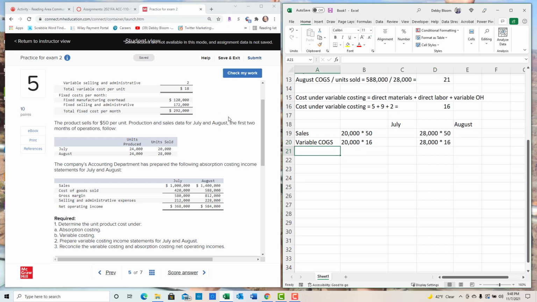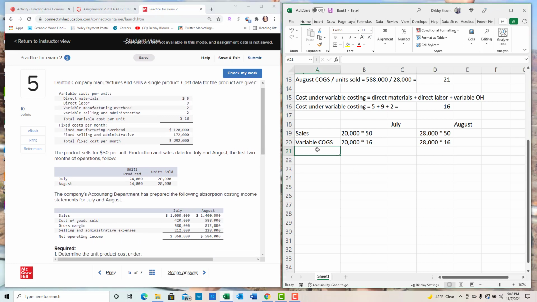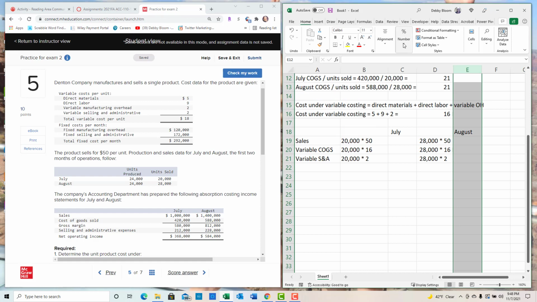Then, after our variable cost of goods sold, we're going to subtract our variable selling and administrative. So again, 20,000, and it was given in the problem that that's $2 a unit, and 28,000 multiplied by $2 per unit. So what I'm going to do is now do the calculations and at least get us through the contribution margin before we subtract the fixed costs.